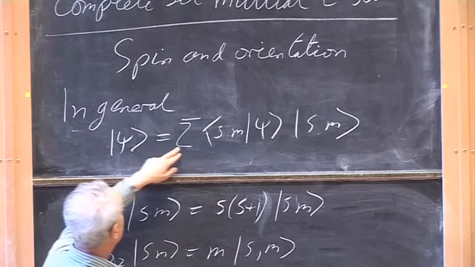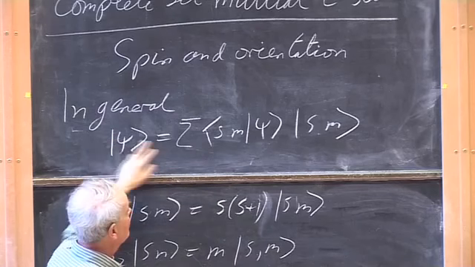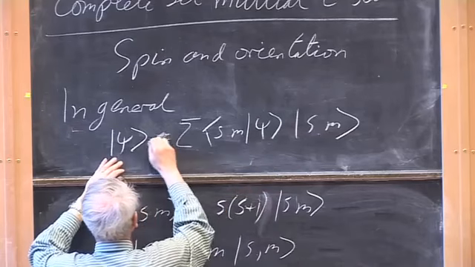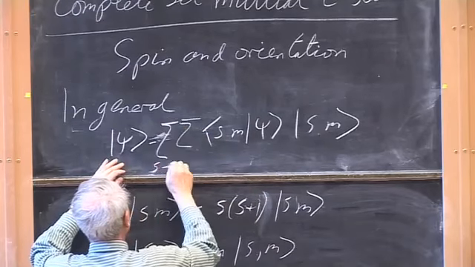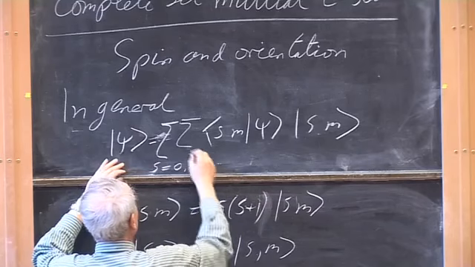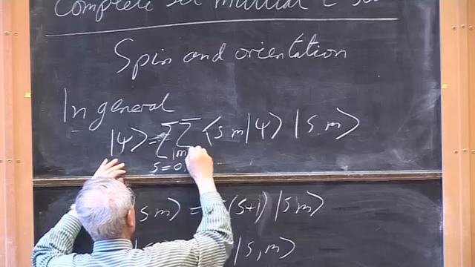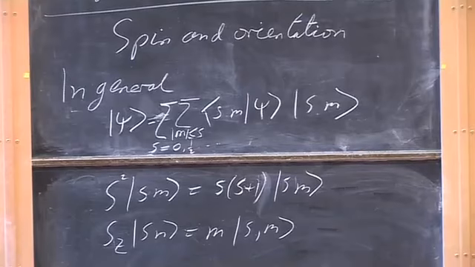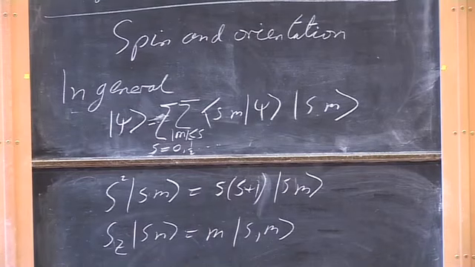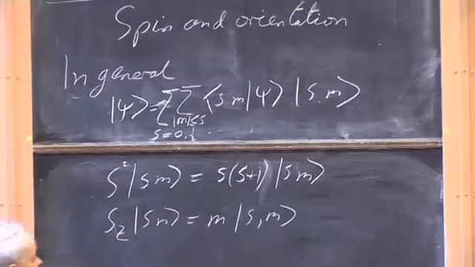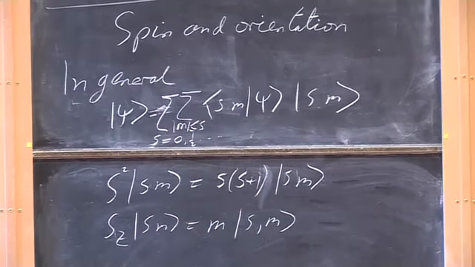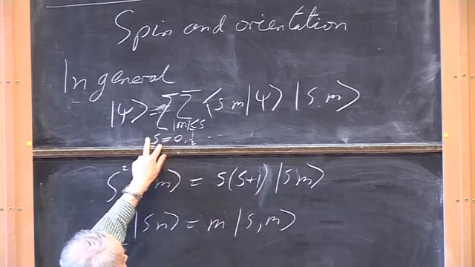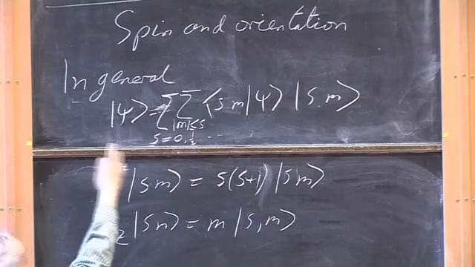So I should be able to expand any state as a linear combination of these states. And what are we going to have to sum over? We're going to have to sum over s equal to 0, a half, and so on, and we're going to have to sum over m in modulus less than or equal to s. This should be a generally valid statement. But for the wave functions or the states of real occurring systems in the laboratory, the good news is there's only one value of s that will occur in this sum.